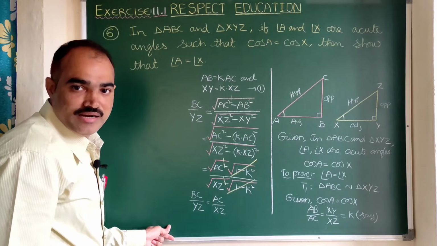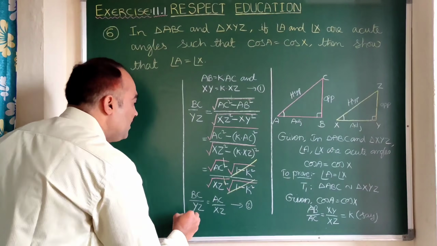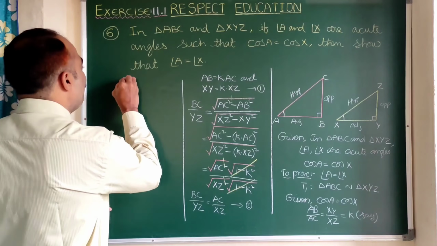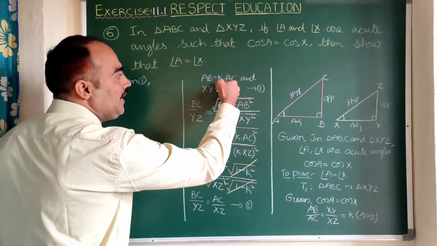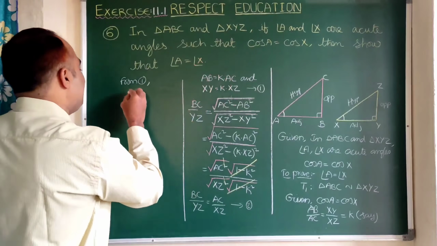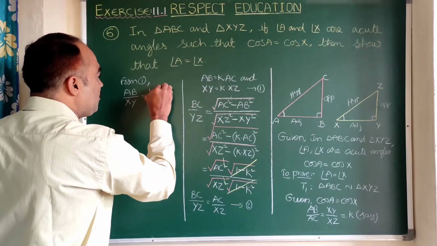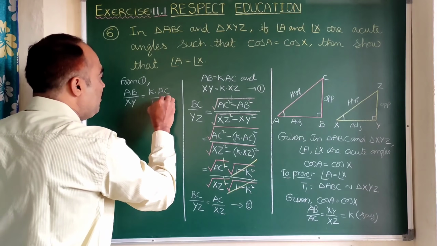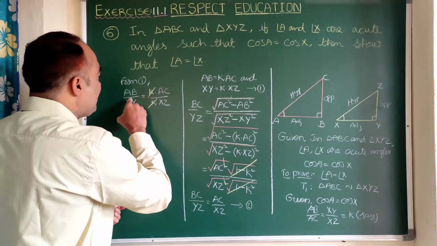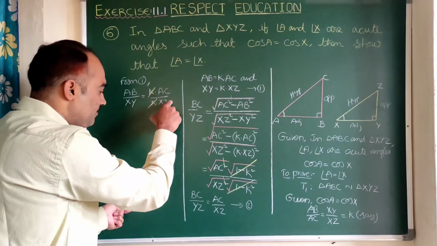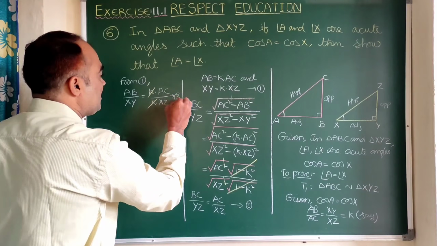Is it clear? Understanding? So let us take this as equation number 2, and again you come back to 1 once again. From equation 1, AB by XY equal to K into AC by K into XZ. Here which one will get cancelled? K and K get cancelled. So here what do we get? AB by XY equal to AC by XZ. Let us take this as equation number 3.